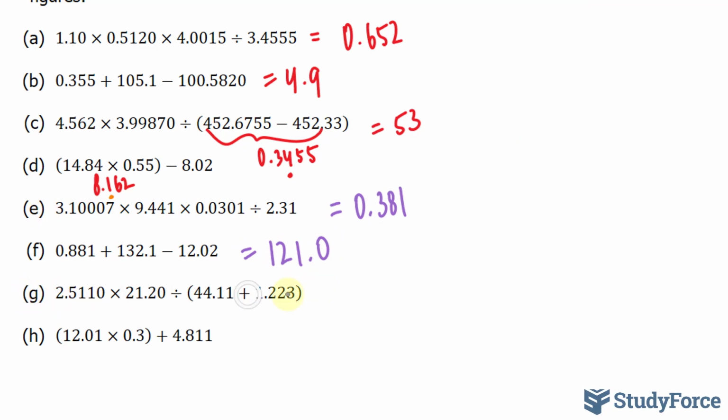Let's move on to question G. In question G, we have a challenging problem here because we first have to add these and then multiply all the numbers and divide the sum of these two. At the same time, you have to retain the correct number of significant digits for these two numbers while you perform the calculation. Here's what I mean by that.